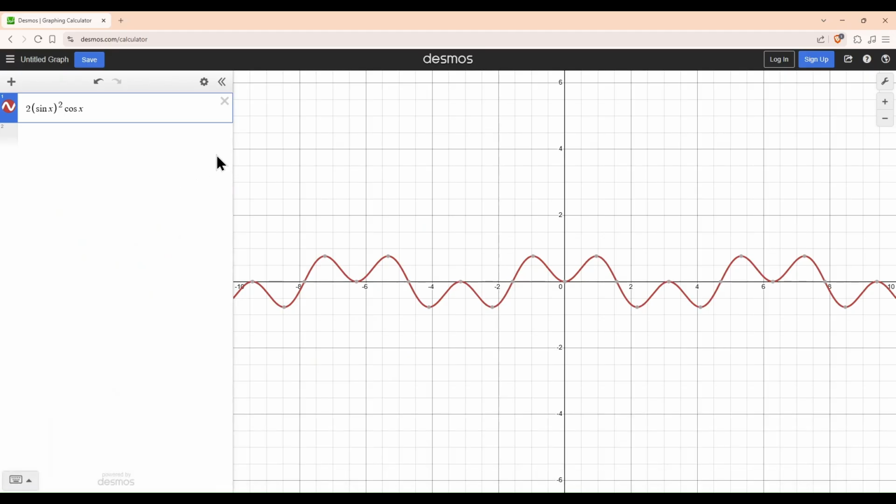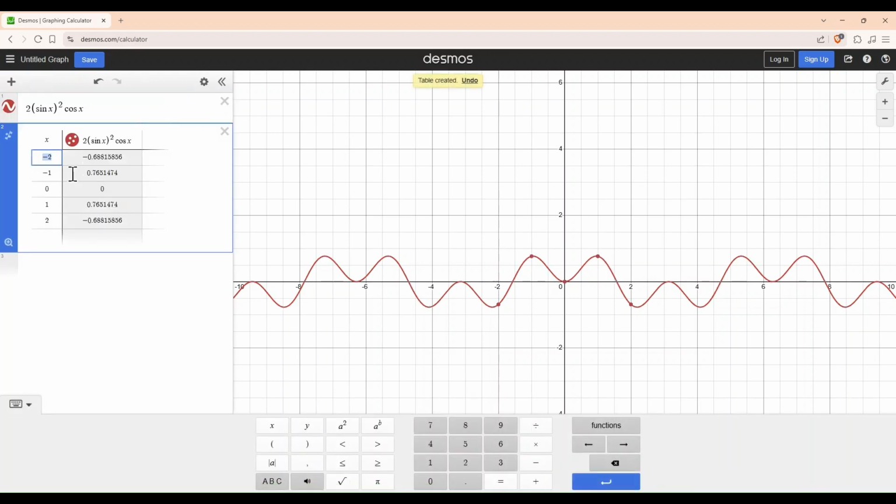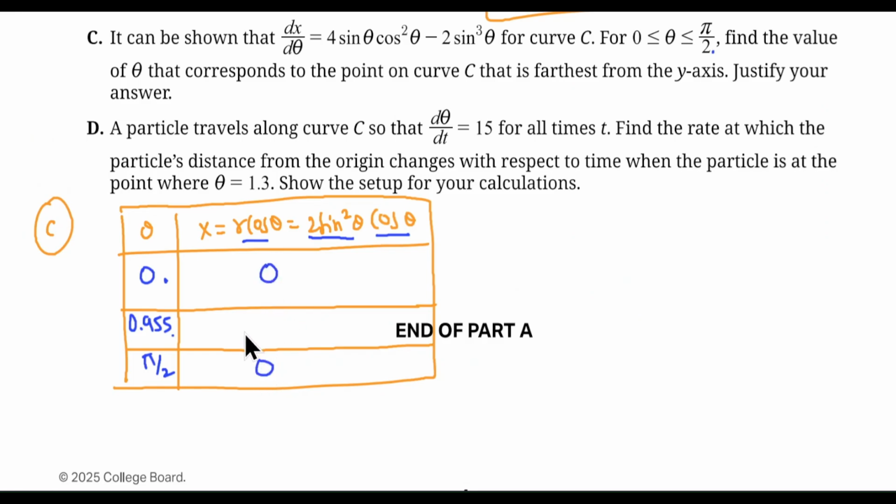All right, so I type this in, and I'll just click on this gear symbol and click on the table, and now I can sub in the 0, 0.955 and pi over 2. So it will actually give me a table, and clearly for the maximum value, these two are 0, obviously, and the answer is 0.76, well that's 98, so I would say 0.770. So 0, 0, 0.770, that's going to be the maximum distance.